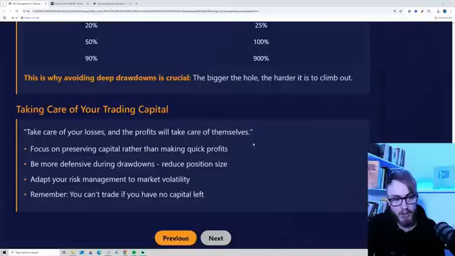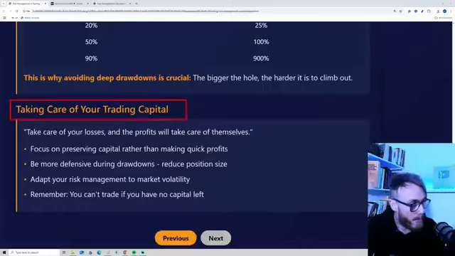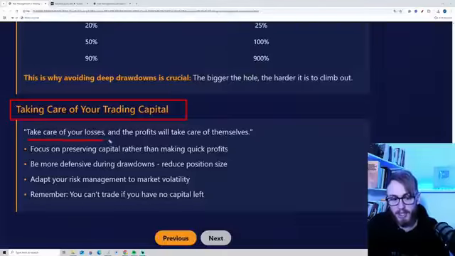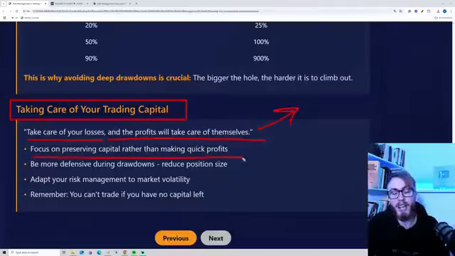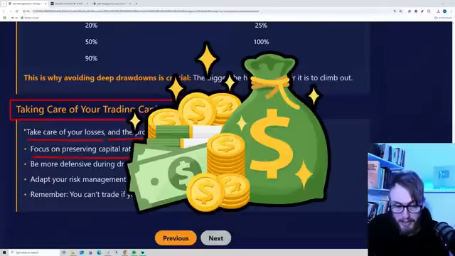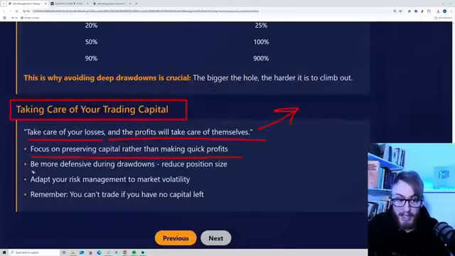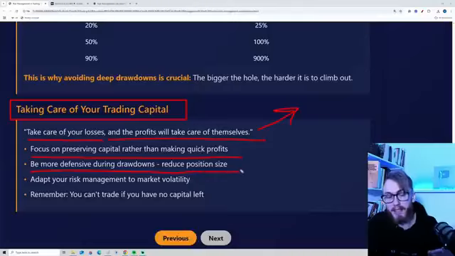That is so true. And here, last but not least, these are some memorable things to have in mind after this video. First of all, you want to take care of your losses, and the profits will take care of themselves. This is one of these classic quotes which does have a lot of truth to it. Another thing is you should focus on preserving capital rather than trying to make quick profits. Remember, trying to get rich quick is often a quick path to getting poor. Also, make sure to be more defensive during drawdowns, because as you recently saw, the bigger the hole, the harder it is to climb out.